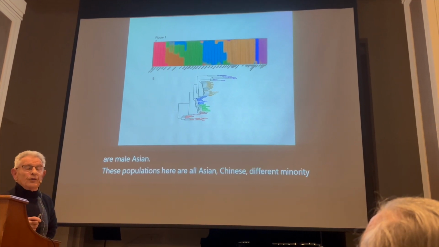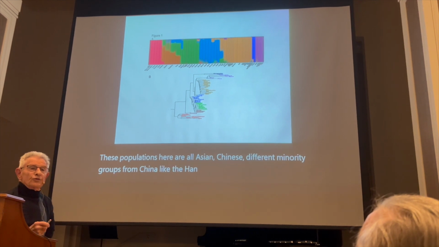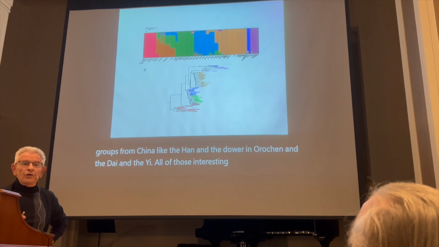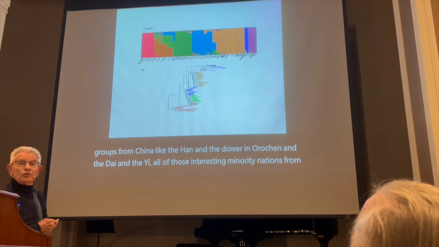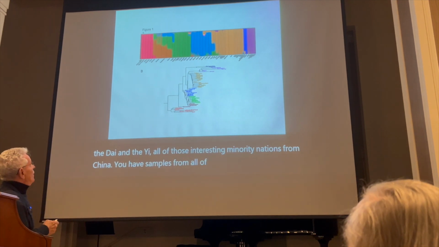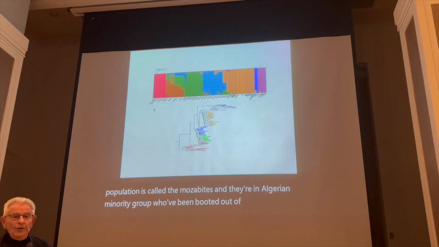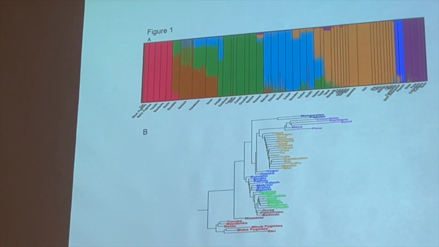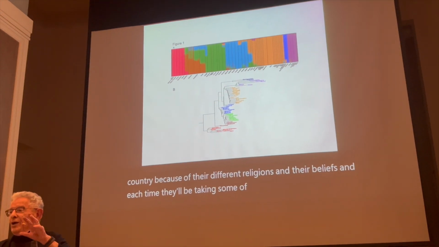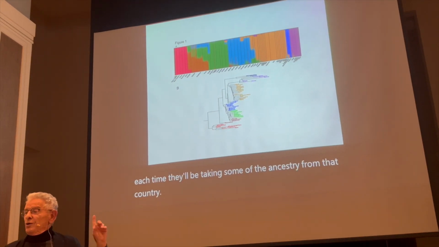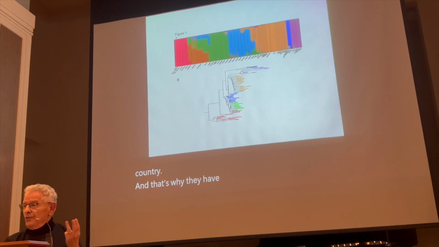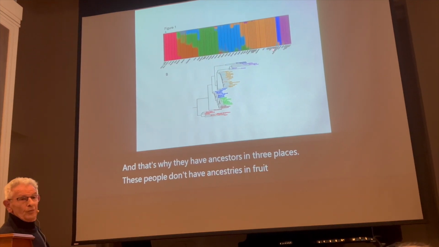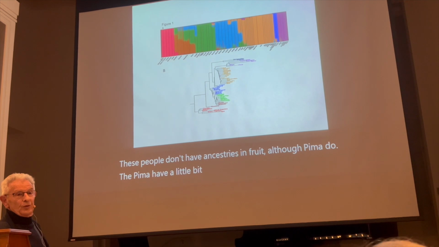different minority groups from China, like the Han and the Daoer and the Orochen and the Dai and the Yi, all of those interesting minority nations from China. You have samples from all of them. And this is Pakistan. This is because of their different religions and their beliefs. And each time they'll be taking some of the ancestry from that country. And that's why they have ancestries in 3 places. These people don't have ancestries in 3, although the Pima do. The Pima have a little bit of ancestry from other places.